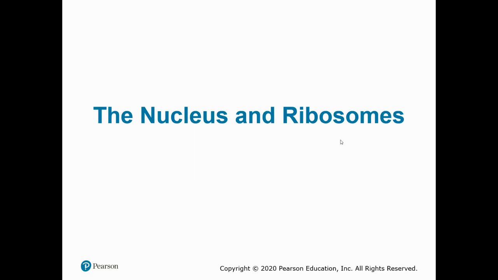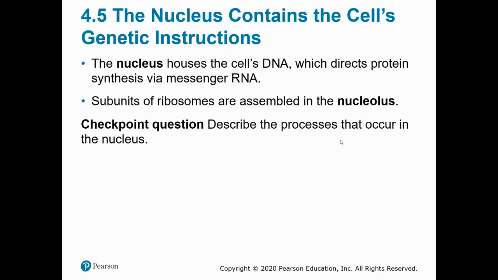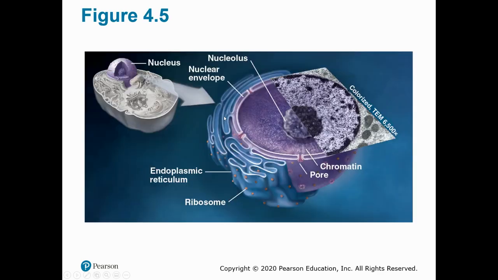Nucleus and the ribosomes. The nucleus contains the DNA, and we're going to talk about that in more detail in the future. But DNA is necessary. That's the blueprint of an organism, and it directs protein synthesis via messenger RNA, and the nucleolus is used to assemble subunits of ribosomes.